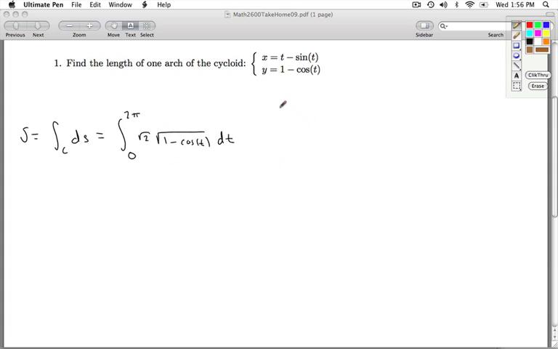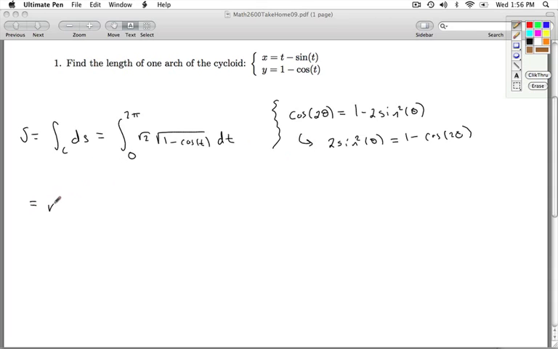Well, we can go back and look at the double angle formula for cosine. So cosine of 2 theta, one of the variations is it's 1 minus 2 sine squared theta, which means that 2 sine squared theta is 1 minus cosine 2 theta. So I can replace 1 minus cosine t with 2 sine squared t over 2.